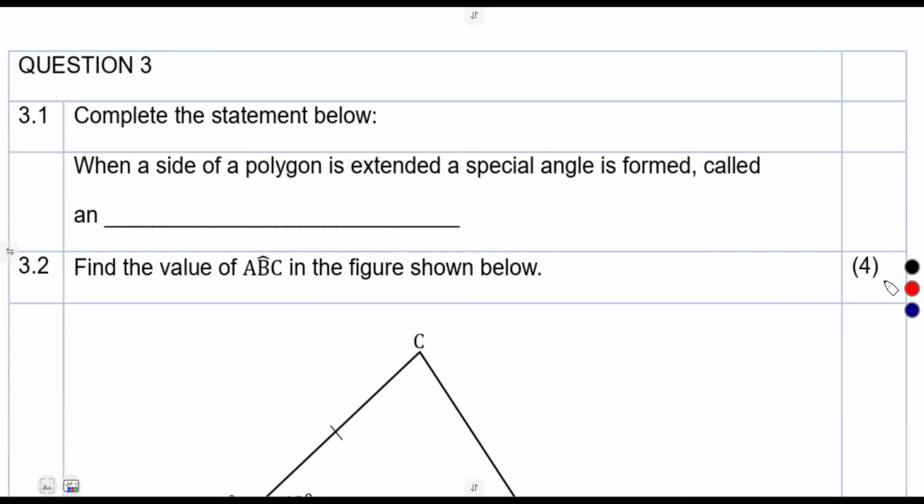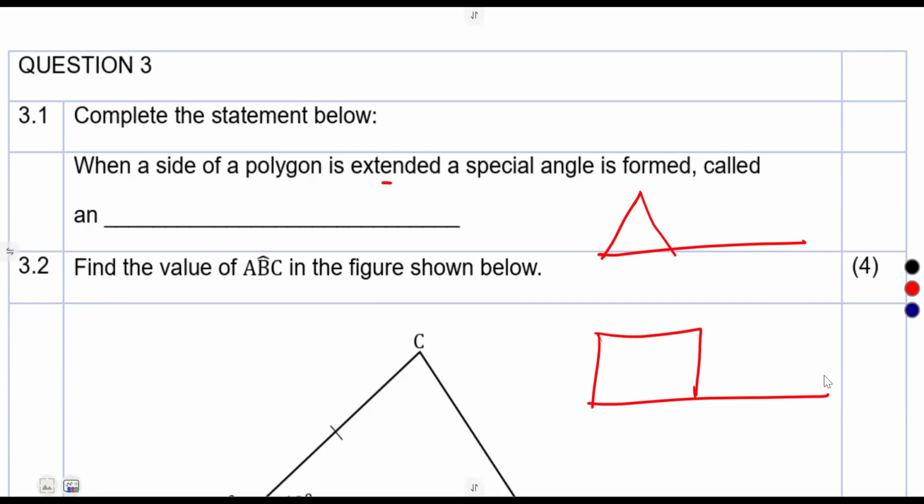Okay, let's complete this statement that is given below. When a polygon is extended, a special angle is formed. Let's say it's a triangle. Let's say it's a rectangle that you are given, whatever shape that you'll be given. But once you extend one of the angles or one of the lines, I mean, a certain angle is going to be formed, which is outside. What is that? It's what? An exterior angle. Angle that is outside. So that's an exterior angle.